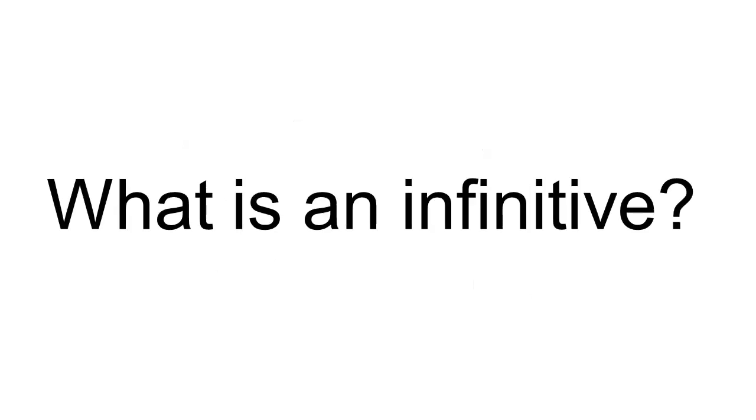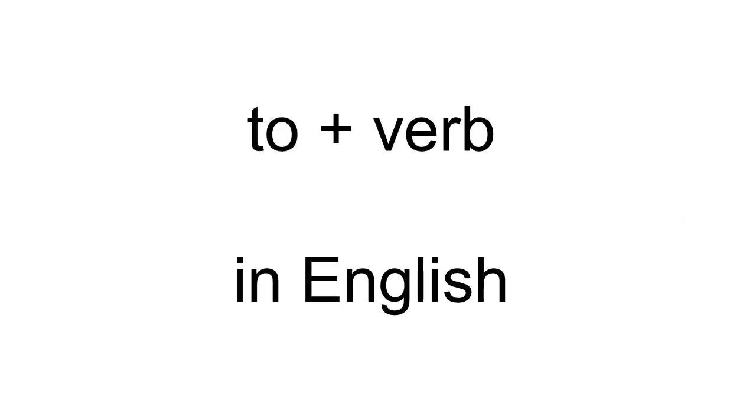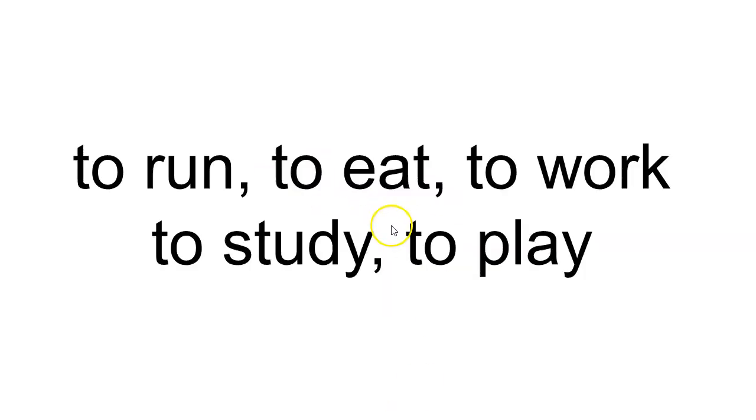What is an infinitive? You have to know what an infinitive is before we continue. So grammatically speaking, in English, an infinitive is a verb with to in front of it. For example, to run, to eat, to work, to study, to play. These are all infinitives. And just what is an infinitive exactly? Well, an infinitive is a verb that hasn't been conjugated yet.